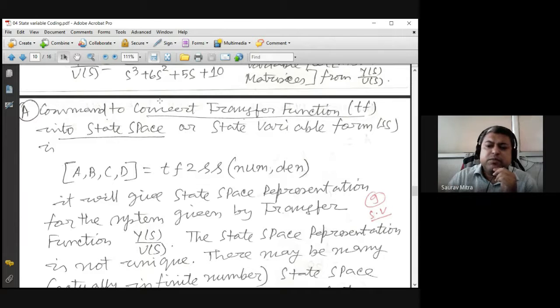All the codes are very small, 4, 5, 6 line codes. They will be given to you. So what is the command to convert a transfer function into state space or state variable form? State space means state variable form. It is given as SS. So what is the command? [A,B,C,D] = tf2ss(num, den).